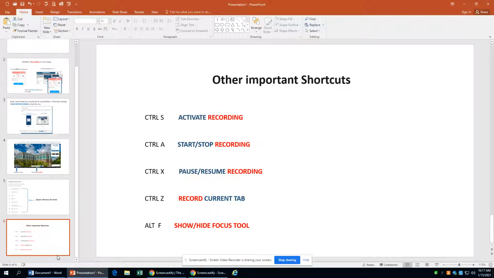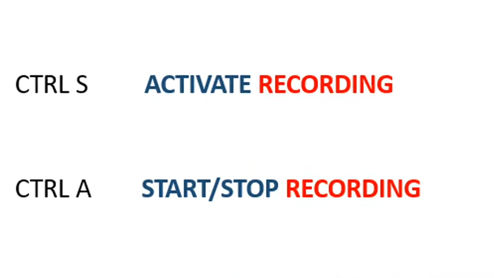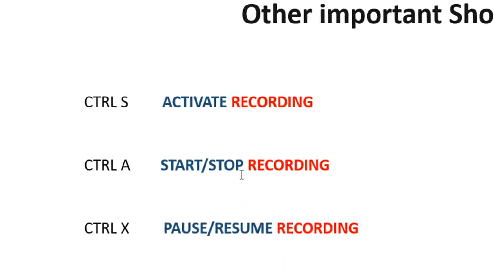So in addition to quick keys or hotkeys to activate tools, you can also use these quick keys or hotkeys to activate more important things, such as activating a recording. As I mentioned earlier in this tutorial, Control S can do that directly. Control A would then start the recording. It would start that countdown clock. You could also hit Control A again to toggle the recording to stop.